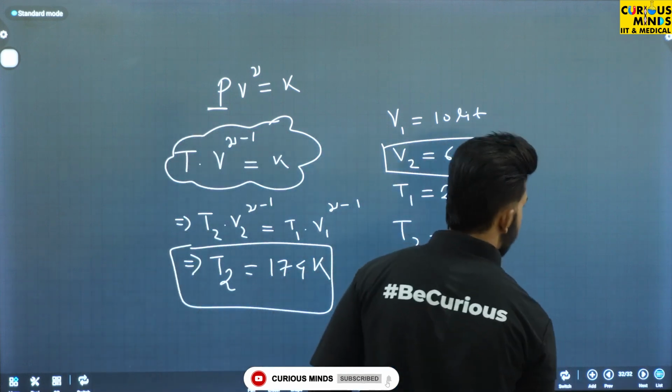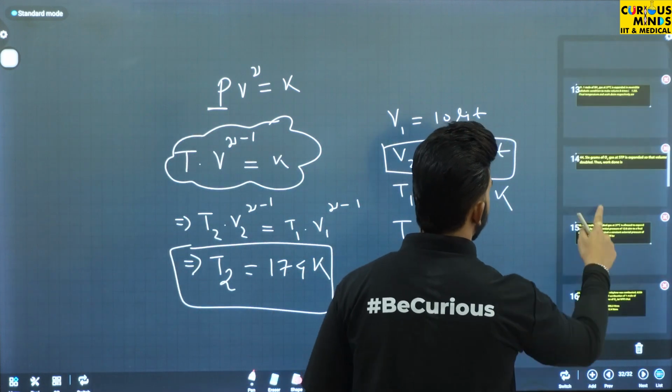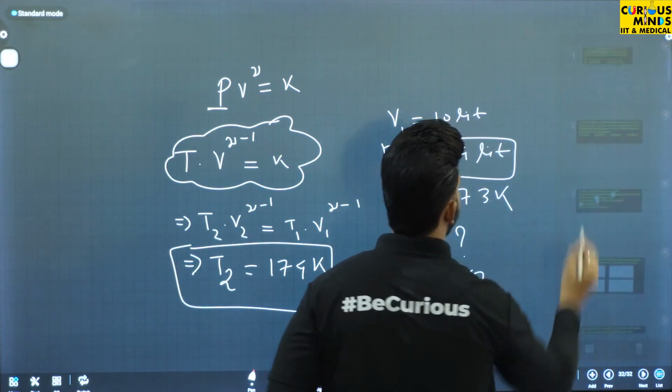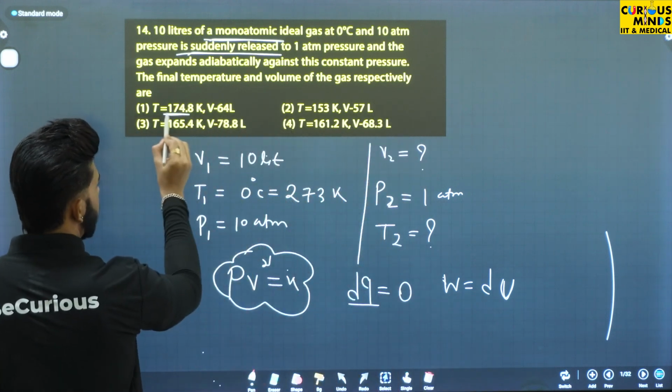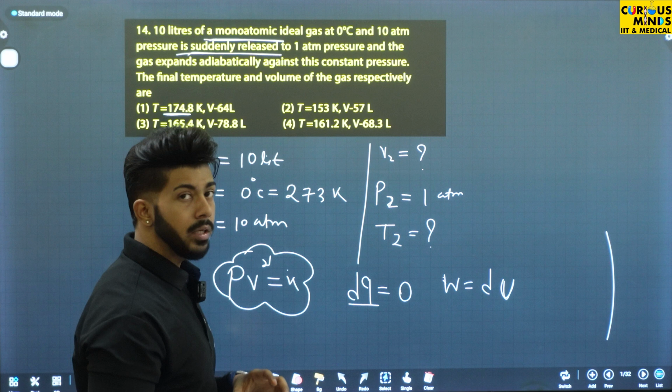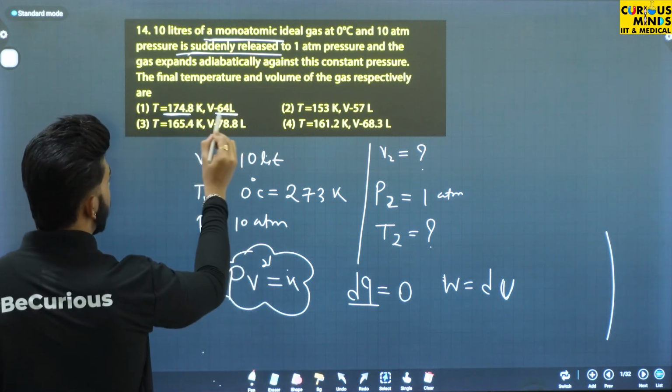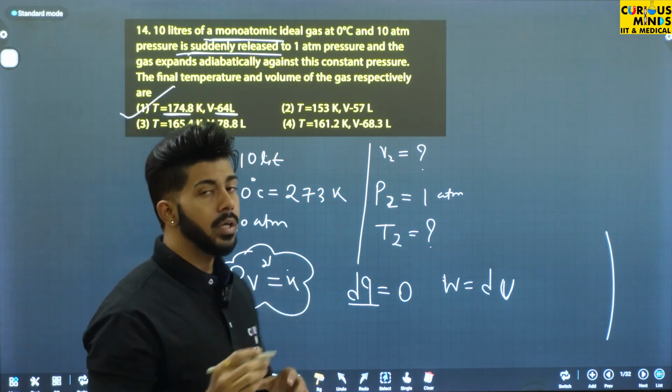Let's go to the question once and see what is the correct option. So it says the final temperature is 174 Kelvin and the final volume is 64 liter. So obviously our answer will be option 1.